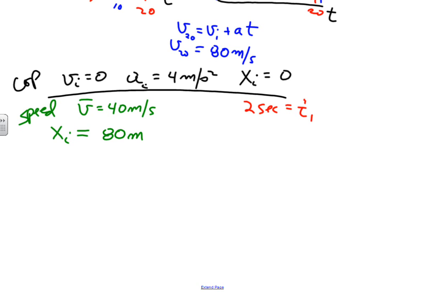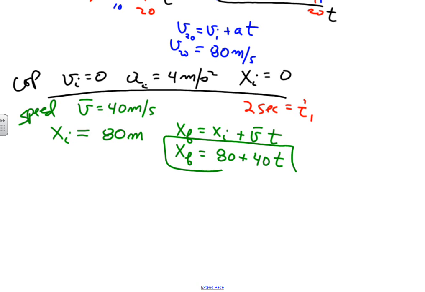Okay? So if the speeder is 80 meters down the road, then you have an equation that's a quadratic. Let's set that bad boy up. The only equation here is x final equals x initial plus v average times t. That's for the speeder. So that means x final equals 80 plus 40t. You get me? That's the equation for the speeder.